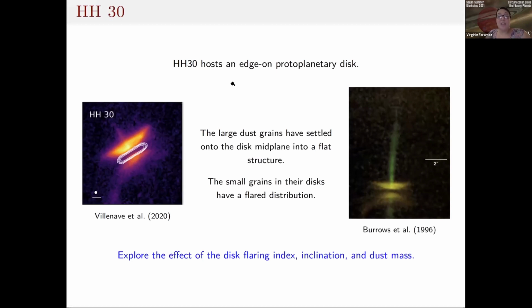And so for this system, we would like you to explore the disk flaring index, the effect of the different curvature on images and SEDs, whether you can actually measure that already from the SED or not, the dust mass in your disk, and also the inclination, because this disk is seen edge on. So we would like you also to have a feel for what happens when you see a disk at different inclinations.